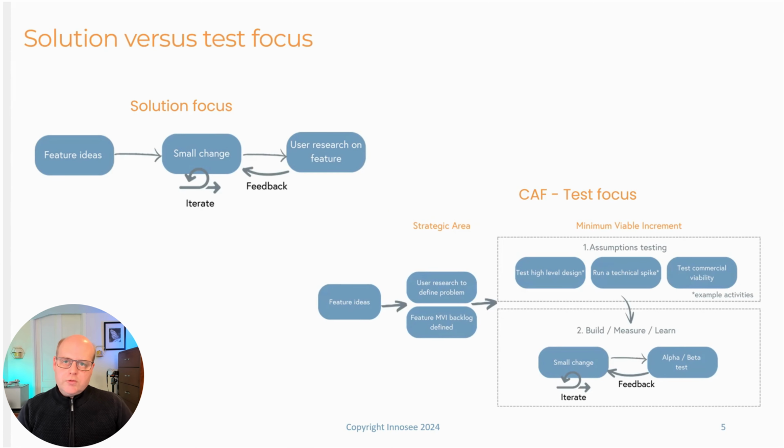So let's take a solution focus. If we take our feature ideas and then we do a small change, iterating through that, and then getting user research on feedback, this can work very well. The problem is where the small change isn't actually that small. Let's say I'm building for 6 months or even longer and then getting feedback. This can be very, very expensive. So what I'm finding is that I could have learned earlier.